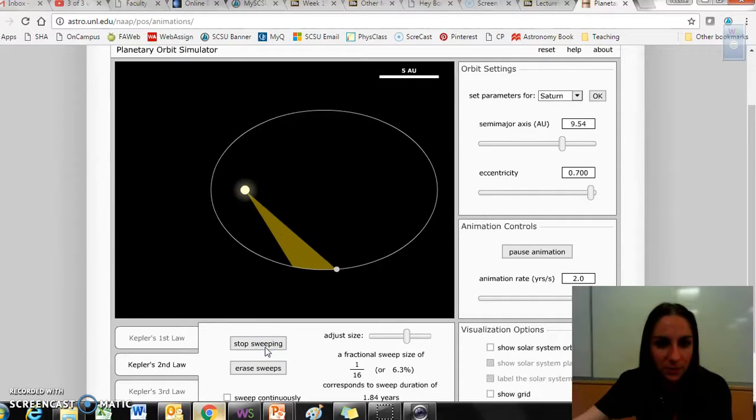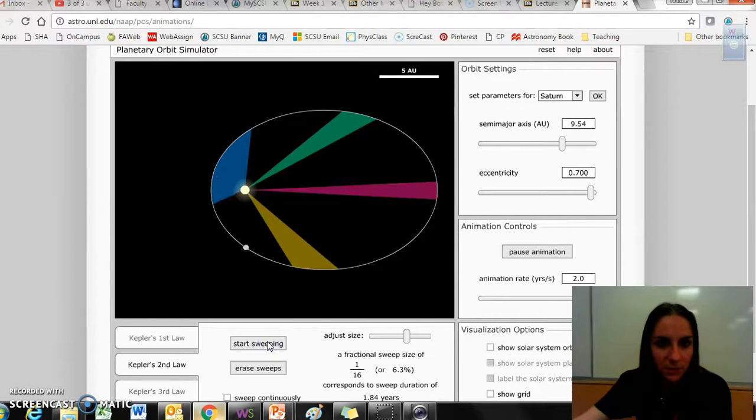And if I start sweeping, these are all going to be equal time periods, because the program's going to calculate that for us. There we go. As you can see, this is going faster, so it looks like you're going to sweep out more here because you have a smaller spot, but a wider opening. All these colored triangles represent the same area, and these all happen in equal times, and the animation is rigged to do that.